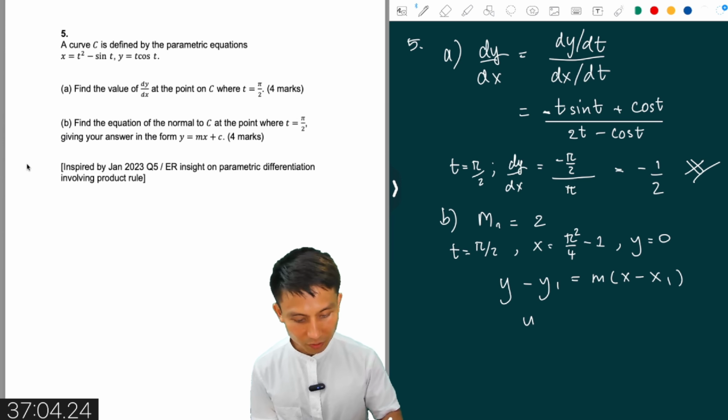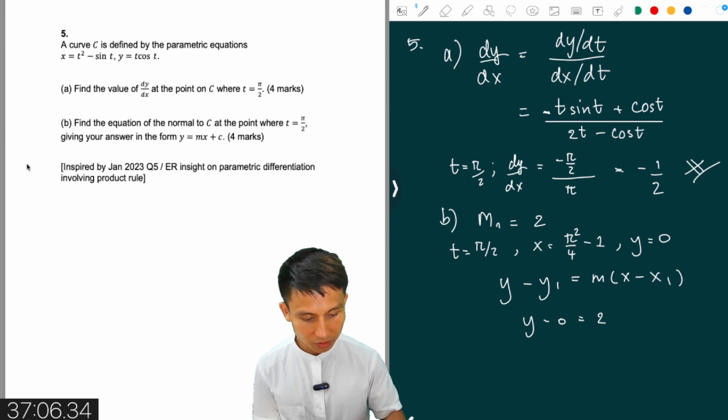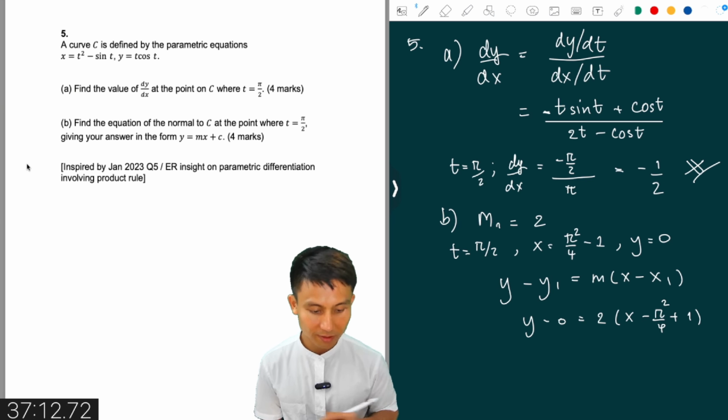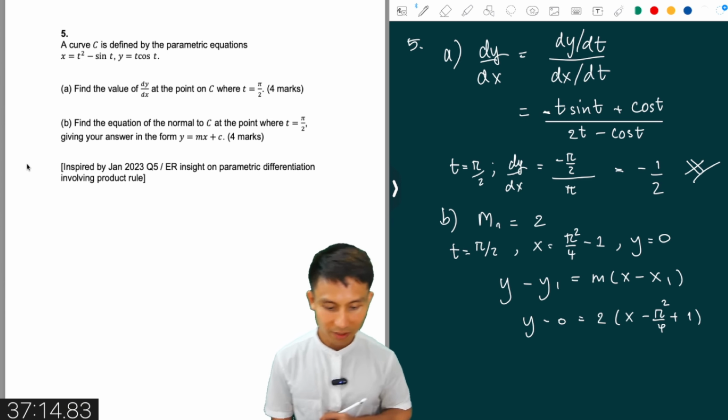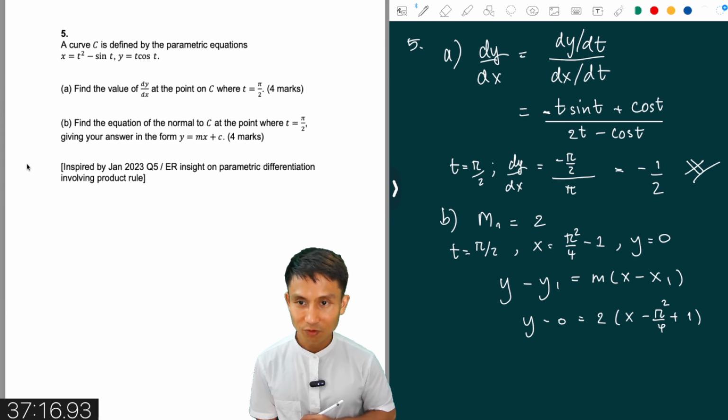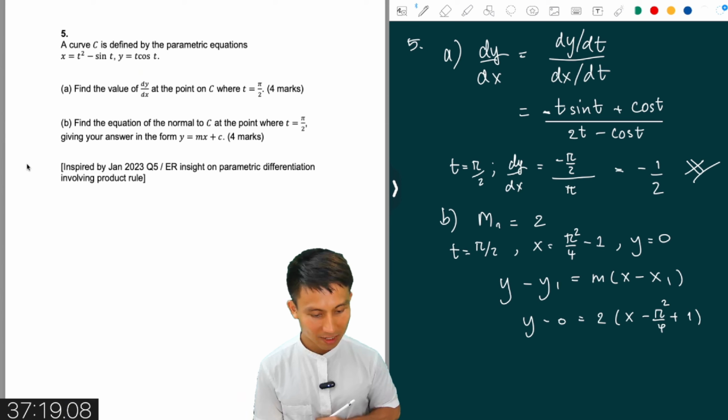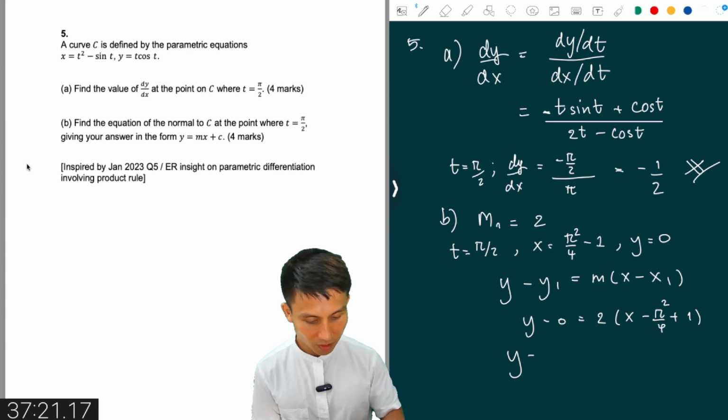Then we put everything in. So y minus 0 equals x, which is 2 there, we just got. And x minus pi squared over 4 minus 1 is plus 1 there. Okay, just plugging everything in. And we need to put it as mx plus c. That's fine. So we're going to do y equals 2x minus pi squared over 2 plus 2.